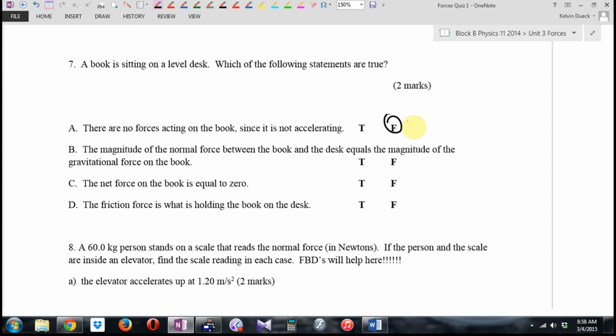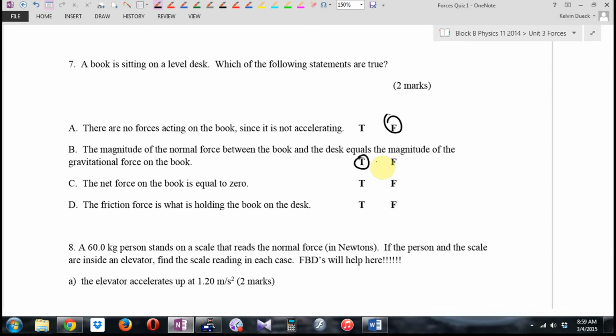Oh, by the way, how many true-false questions are there? 4. How many marks is this worth? What would my marking scheme be, do you think? Yeah, half mark each. You guys are in grade 11 and 12. It's high time you started cleverly thinking like test creators. Oh, you know what? I think I just answered B. Yeah, the magnitude of the normal force and the magnitude of the gravitational force must be the same. Why? Because it's not sinking into the ground like quicksand, and it's not flying into you like Superman.